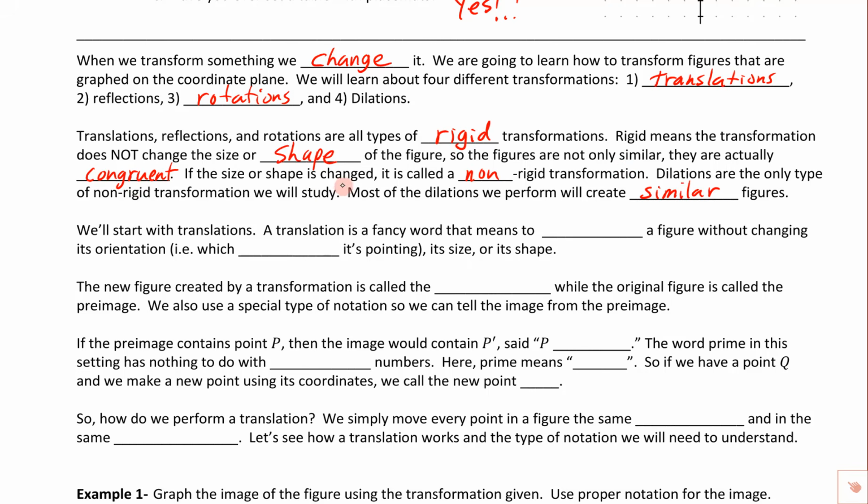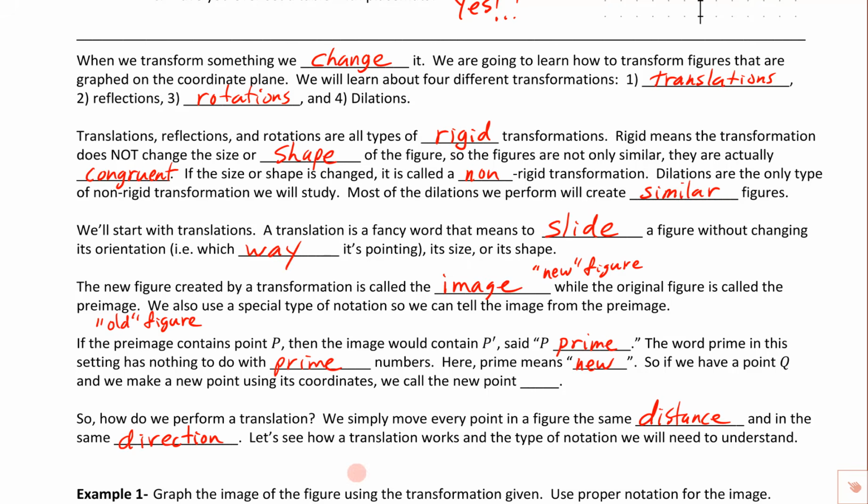If the size or shape is changed, so if it changes size or it changes shape, then it's called a non-rigid transformation. We don't deal with many of those, but we are going to deal with a dilation. Dilations are the only type of non-rigid transformation that we're going to study, that we're going to learn about in any way. Okay, and most of the dilations we perform, they're going to change the figure so that it's no longer congruent, but it will at least still be similar. So it's going to be the same shape, but maybe a different size, and maybe it moves around a little bit or something like that. But it's still going to be a similar figure. Okay, let's take a look at these others.